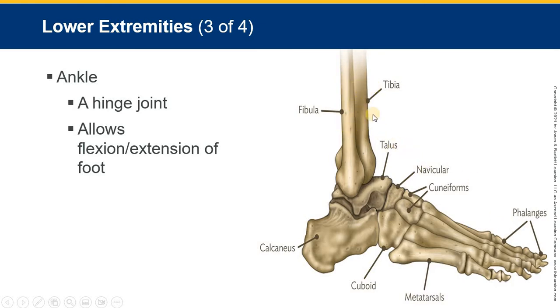So your tibia is going to be on the medial side and fibula is going to be on the lateral side. The smaller bone is the fibula, where the tibia, your shin bone basically, is going to be the bigger bone, but it is more medial than the fibula.